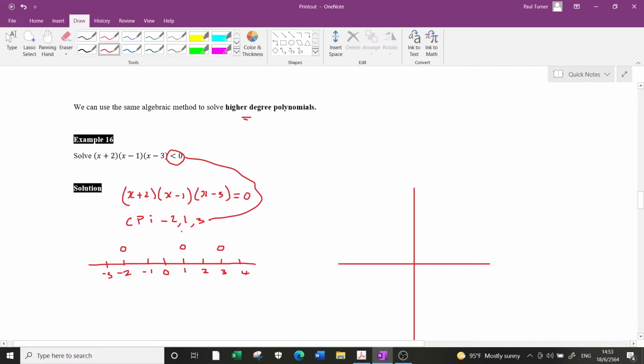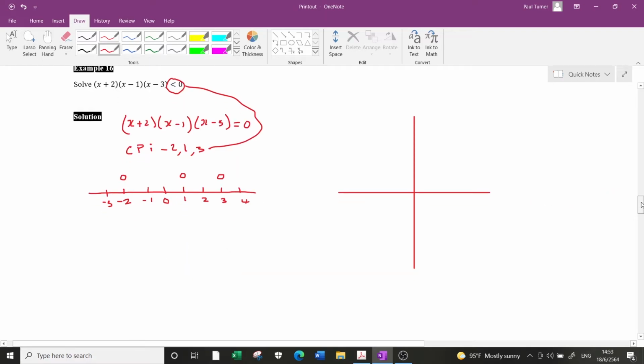Okay, so now we need to check some areas in the graph. So we've got 3 areas. Let's mark them out. This one, and we've got this area, and we've got this area here, and this area here. And we want to know, where is your inequality true or false? So I'm going to write your inequality again. x plus 2, x minus 1, x minus 3, less than 0. So true or false. So let's look at the yellow part first.